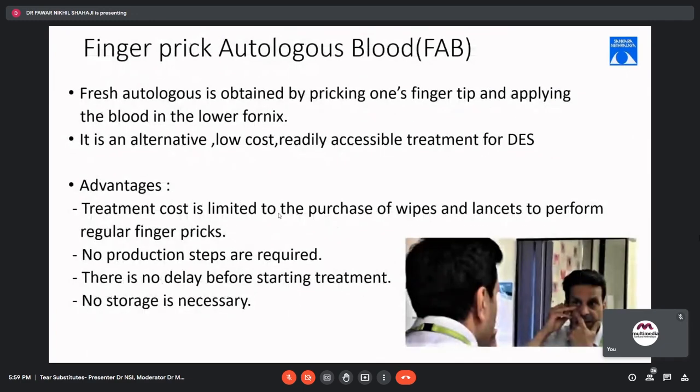Finger prick autologous blood. Fresh autologous blood is obtained by pricking one's fingertip and applying the blood in the lower fornix. This is an alternative low-cost, readily accessible treatment for dry eye syndrome. Advantages: treatment cost is limited to the purchase of wipes and lancet to perform regular finger pricks. No production steps are required, and there is no delay before starting any treatment, and no storage is necessary.